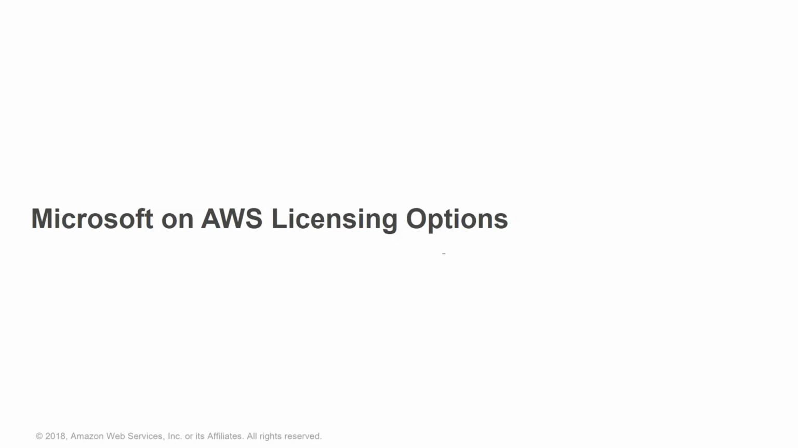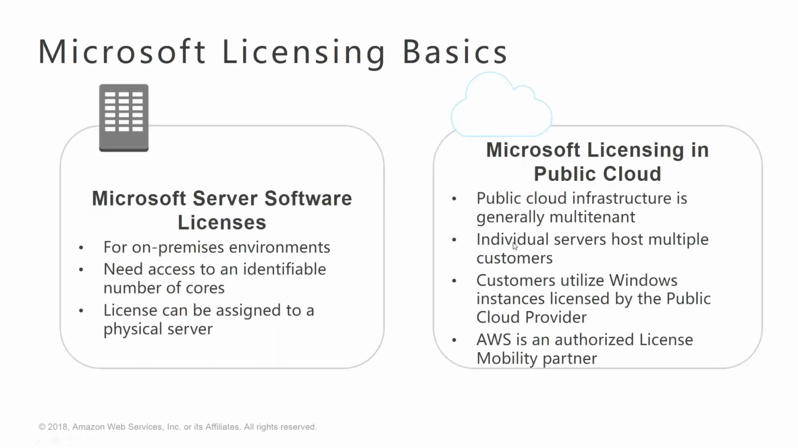What I'd like to do now is spend some time talking about licensing options that you have on AWS. So let's just set out some basics about Microsoft licensing. On premises today, you're familiar with having your server software licenses. These are on premises and require a number of identifiable cores or processors. And each of these licenses gets assigned to a physical server.